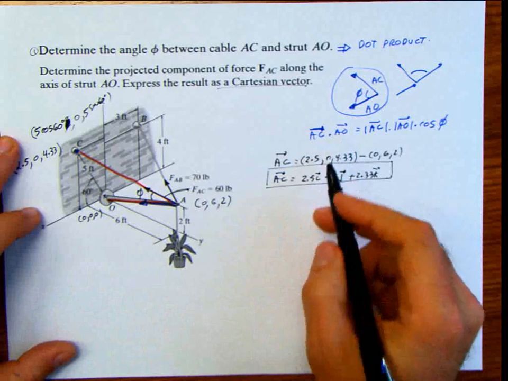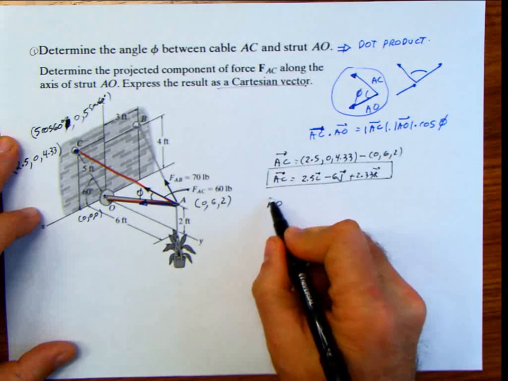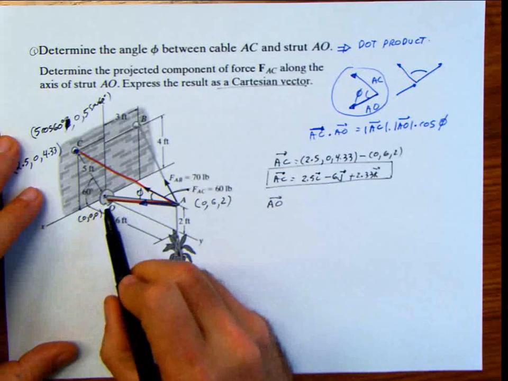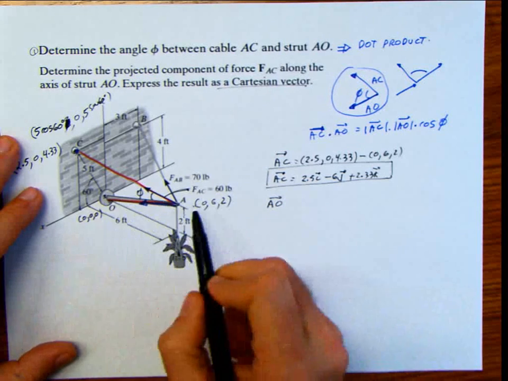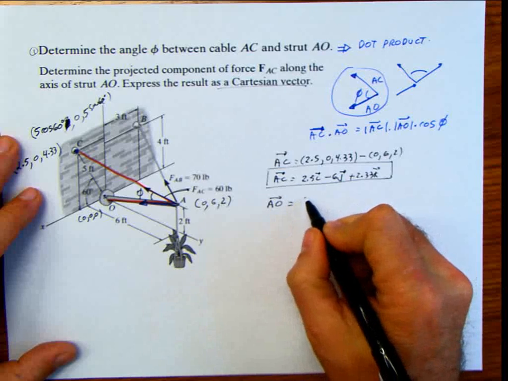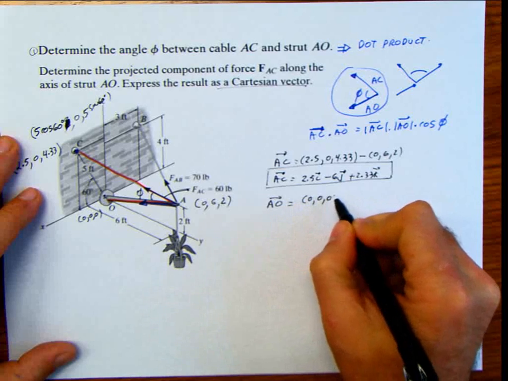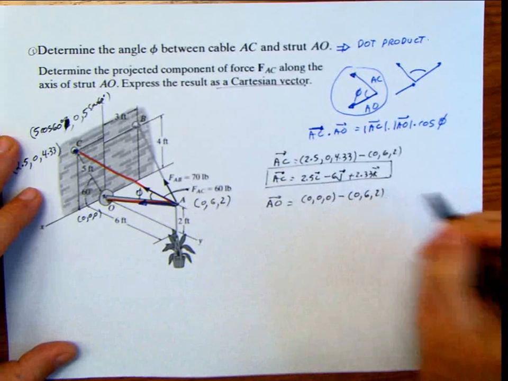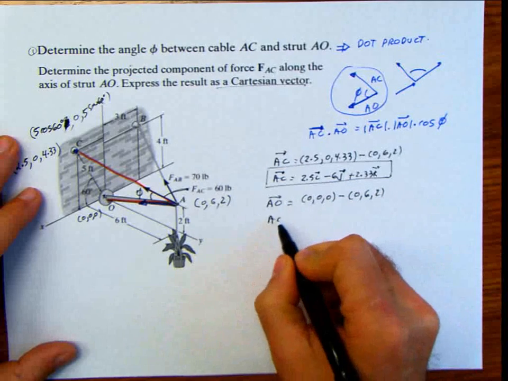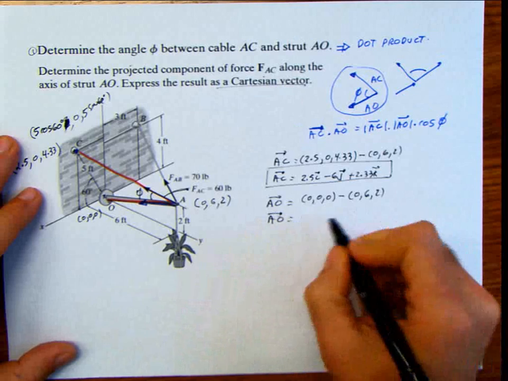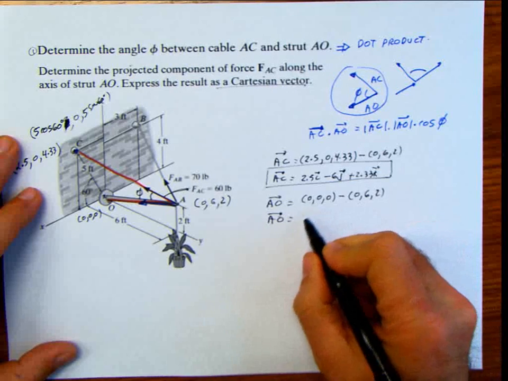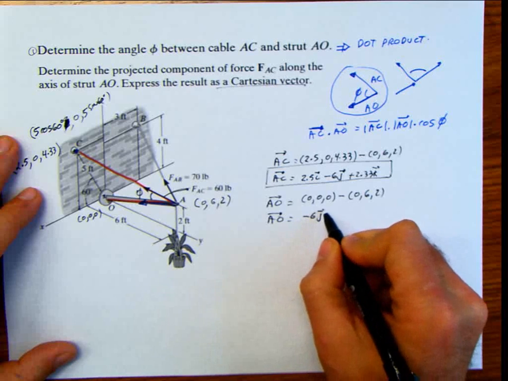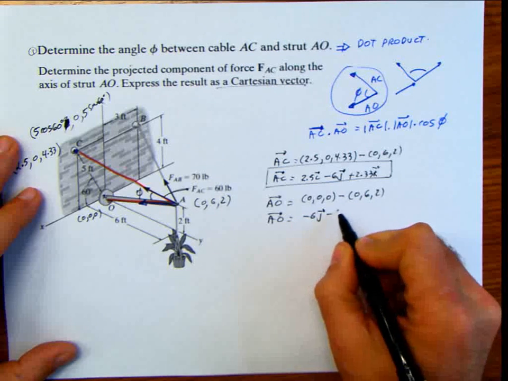Now we need AO, the vector AO again. The vector AO is from here to here, and remember, then you have to subtract coordinates of O minus coordinates of A. So it's 0, 0, 0 minus these coordinates, which are 0, 6, 2, which give us the vector AO as 0 minus 0 is 0, 0 minus 6 is negative 6J, and 0 minus 2 is negative 2K.